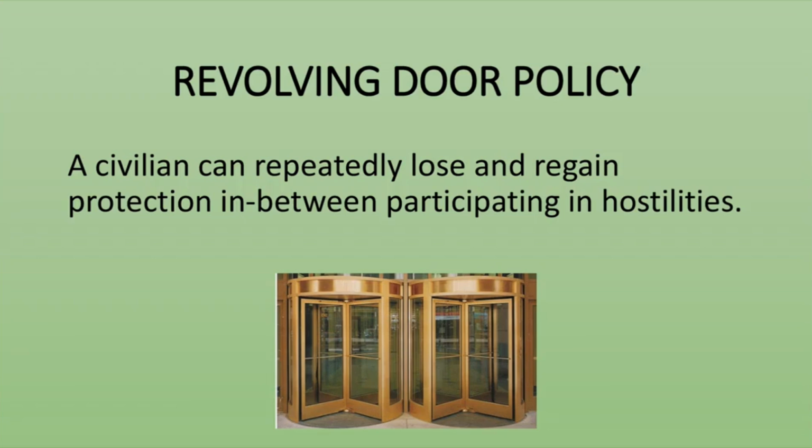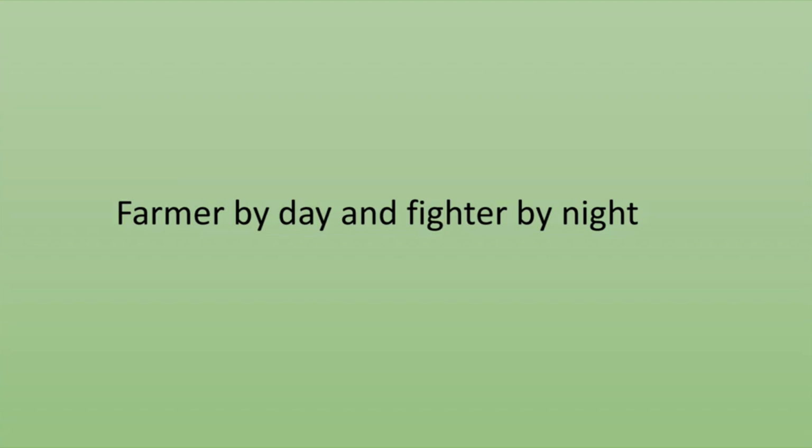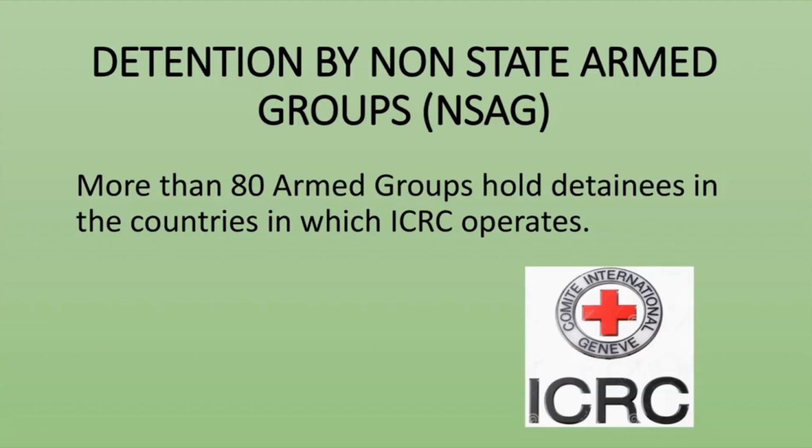Revolving door policy relates to a situation where a civilian during daytime carries out a normal function, and at other times he is a fighter taking part in armed conflict. So he goes out and comes in, goes out and comes in. Now that creates a problem whether he is entitled to protection. And the usual practice is that when he takes part in any armed conflict, for that situation, he loses the protection.